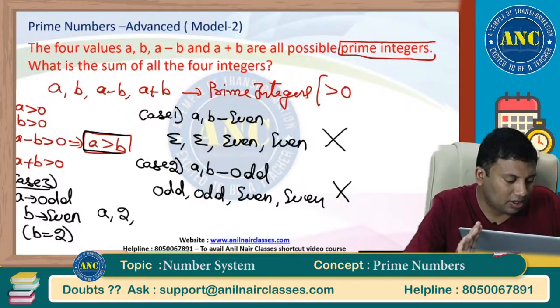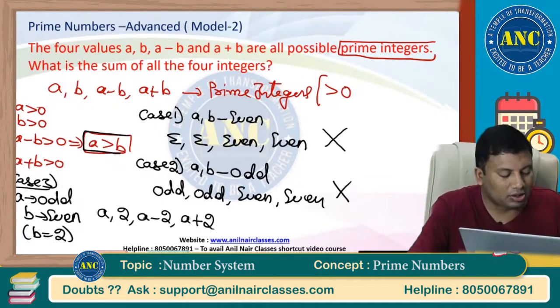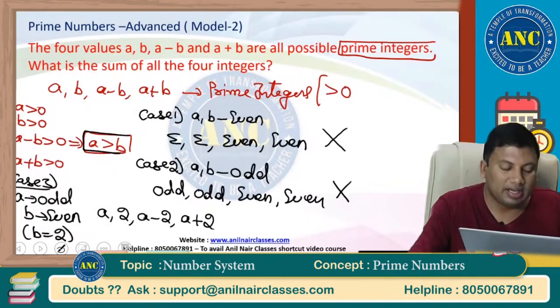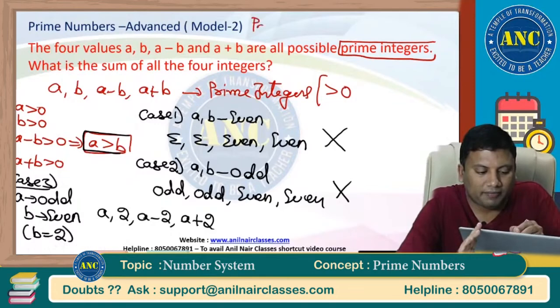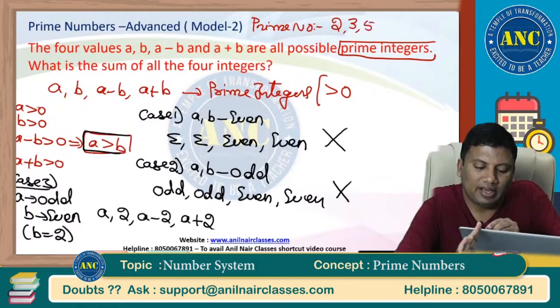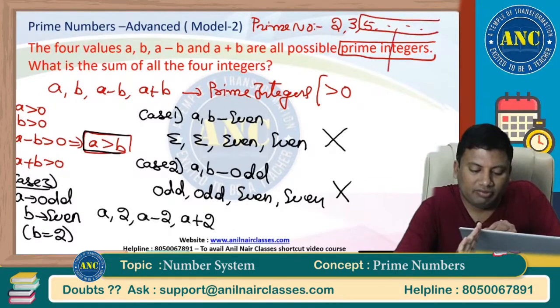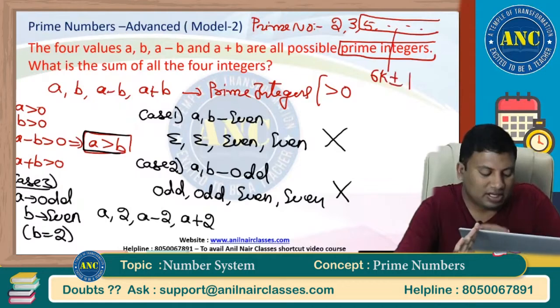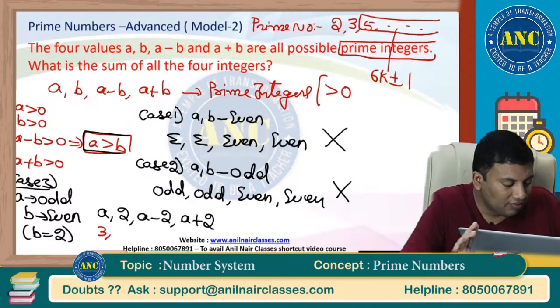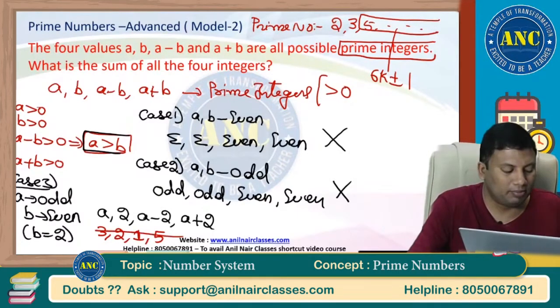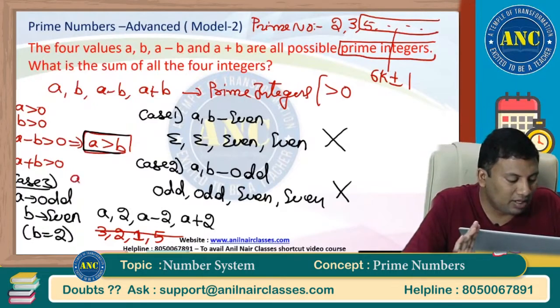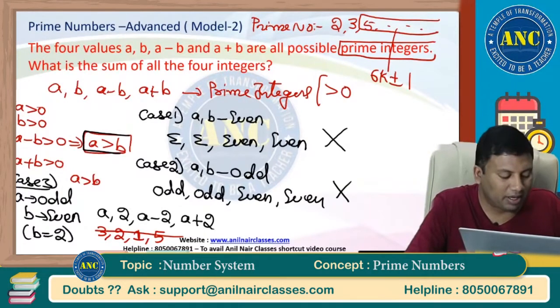A, 2, A minus 2, and A plus 2. A is greater than B. Let us take A greater than B. The prime number series will be 2, 3, 5 and so on. Any prime number greater than 3 is of the form 6k plus or minus 1. So let me take 3, 2, 3 minus 2, 3 plus 2. 1 is neither prime nor composite. Remember, after 2, the next immediate prime number is 3.